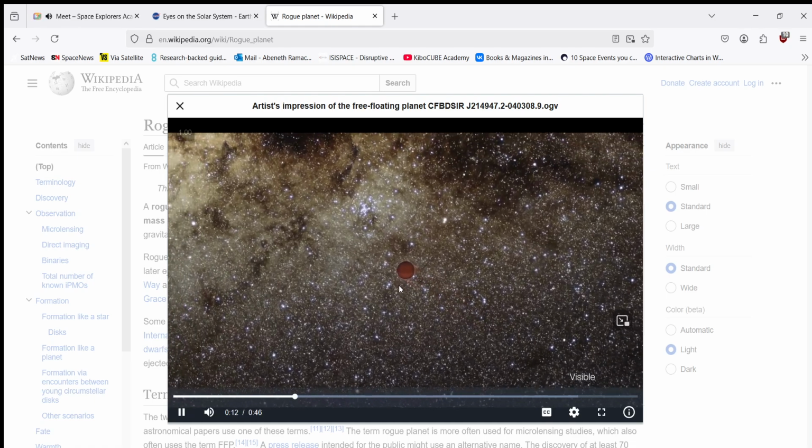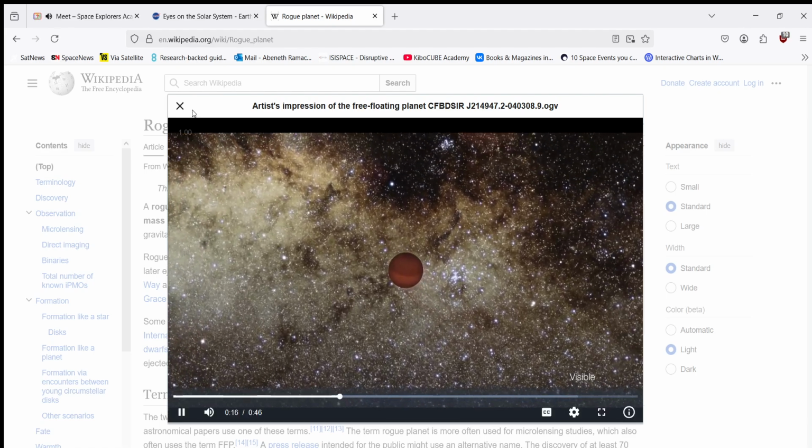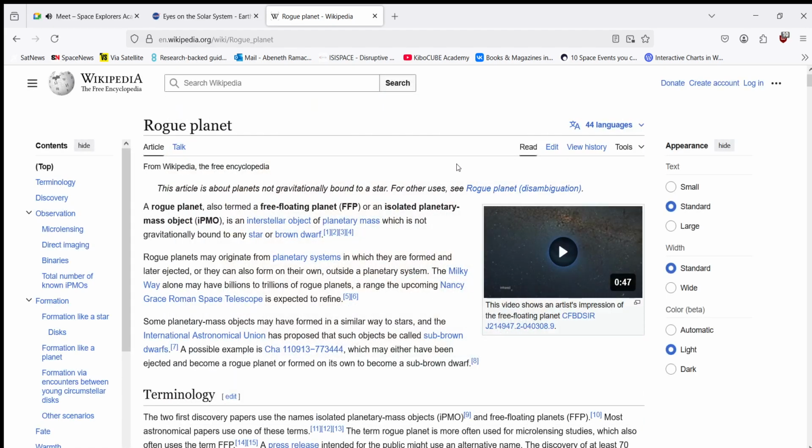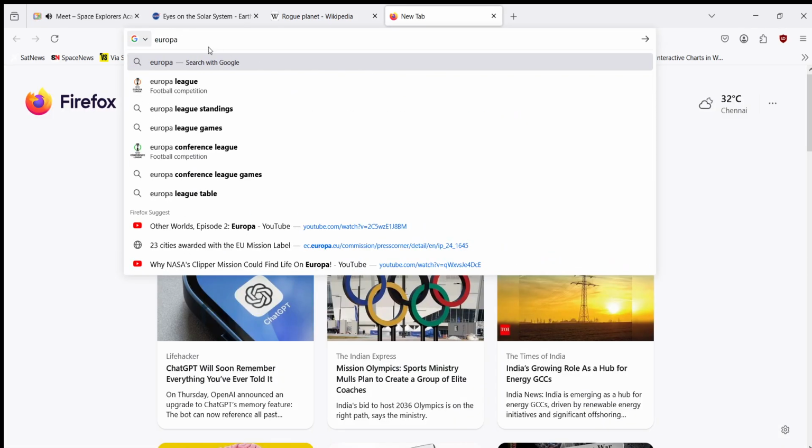Does any other planet have water like Earth? There are a lot of moons of Jupiter and Saturn which have water. There is something called Europa.